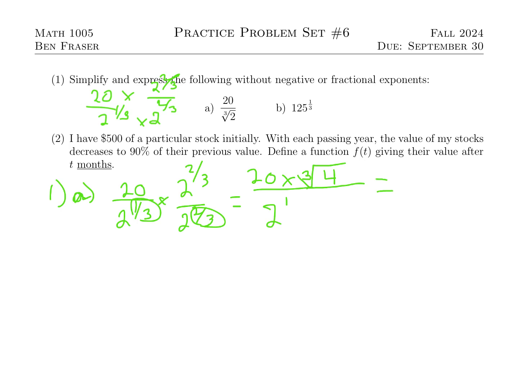And then I can further simplify this now because I just have 20 over 2, and 20 over 2 is just 10. And so now I have 10 times the cube root of 4.